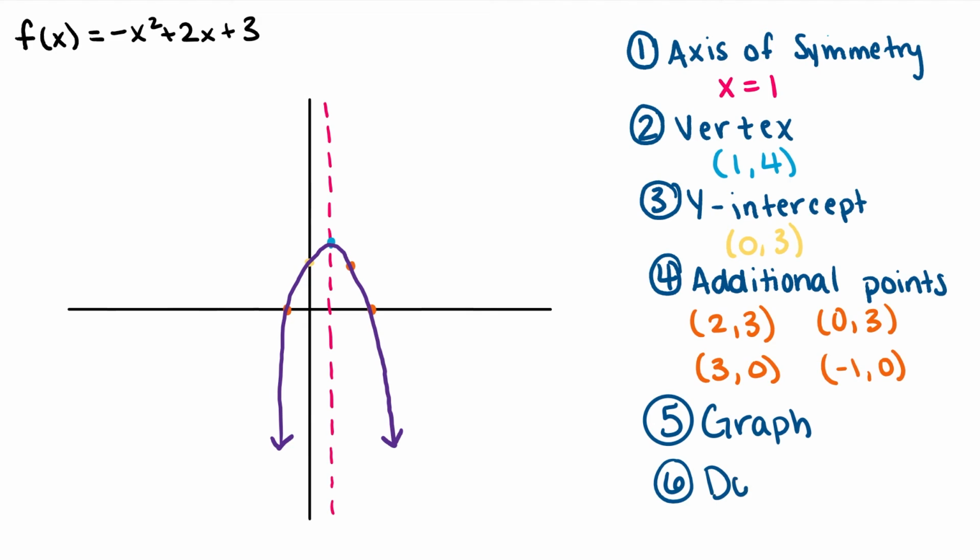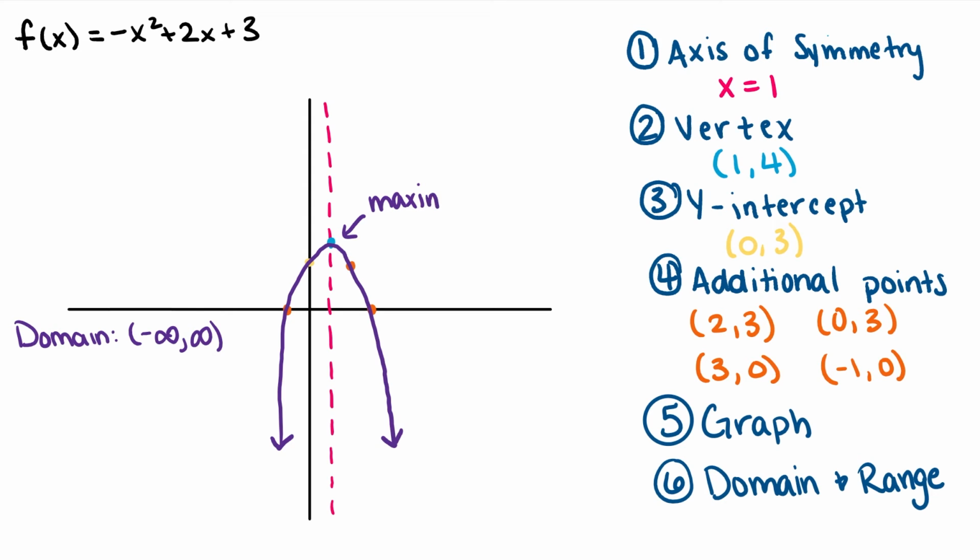Now, let's identify the domain and range. As for all parabolas and all quadratic functions, the domain is negative infinity to infinity, or all real numbers. This time, because our a term was -1, our graph opens downwards and we have a maximum value. The largest point in our graph, or the highest our graph goes, is 4. Therefore, our range is -infinity to 4.